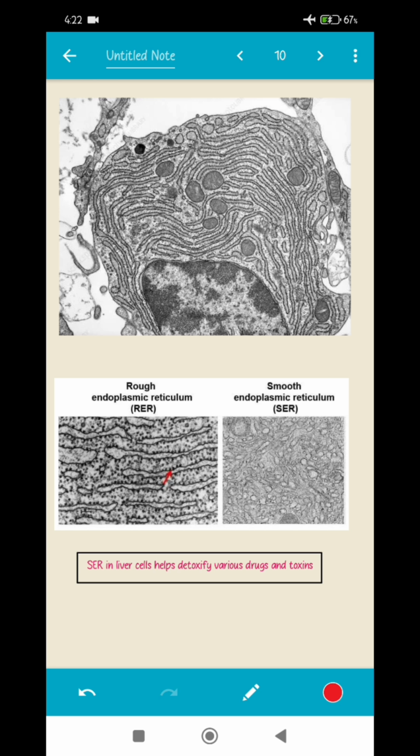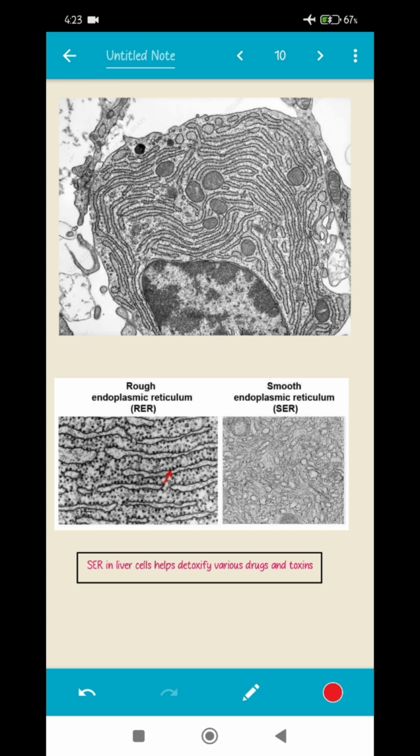So whatever food or materials we consume contain a lot of substances which are extremely harmful for our body, especially the medicines that we consume. Those toxins or drugs which are not important for our body are detoxified by the smooth endoplasmic reticulum. But where? In the liver itself.